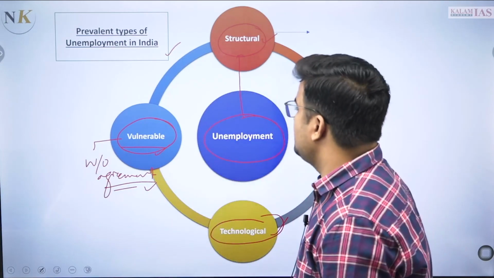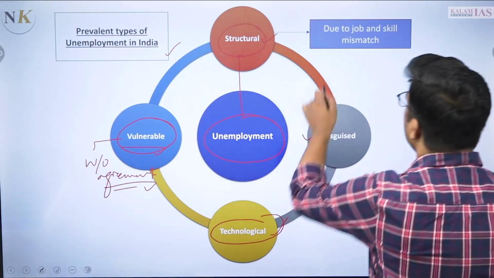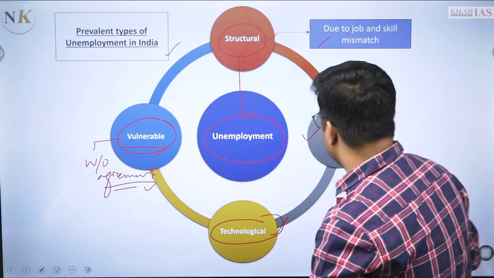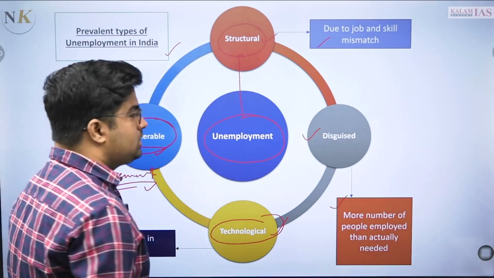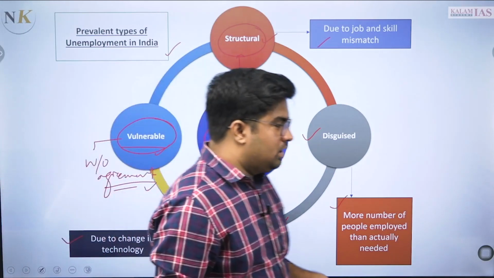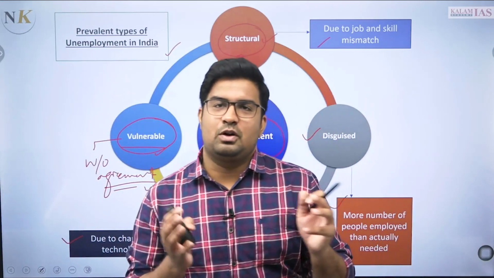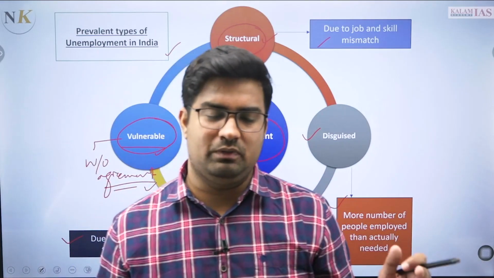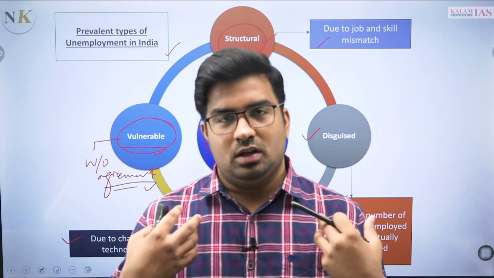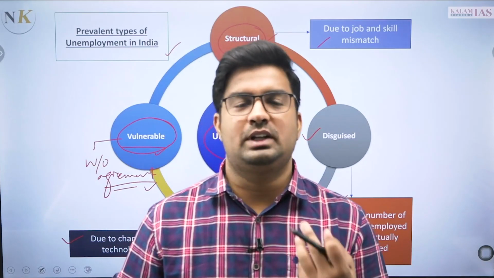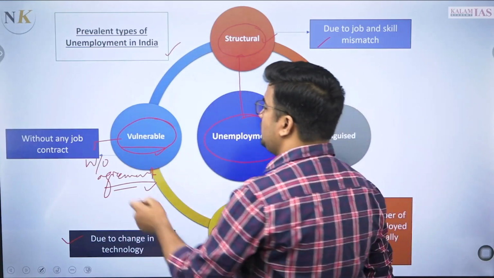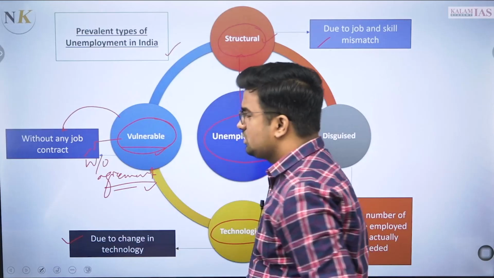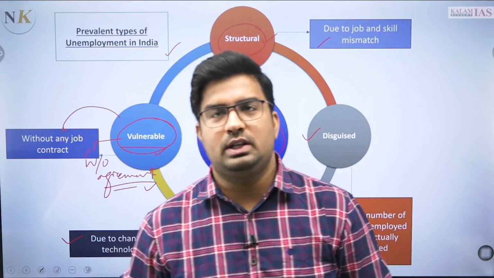Now certain more things you need to understand that I have just told you. Due to job and skill mismatch, there is structural unemployment. Disguised means more people are involved than actually needed. Technological is due to change in technology. For example, we are changing our technology from manual to automatic. Certain people will not be able to be part of this journey because they do not know the technology properly. They don't have the technical know-how. Then, work without any job contracts also hampers job security.